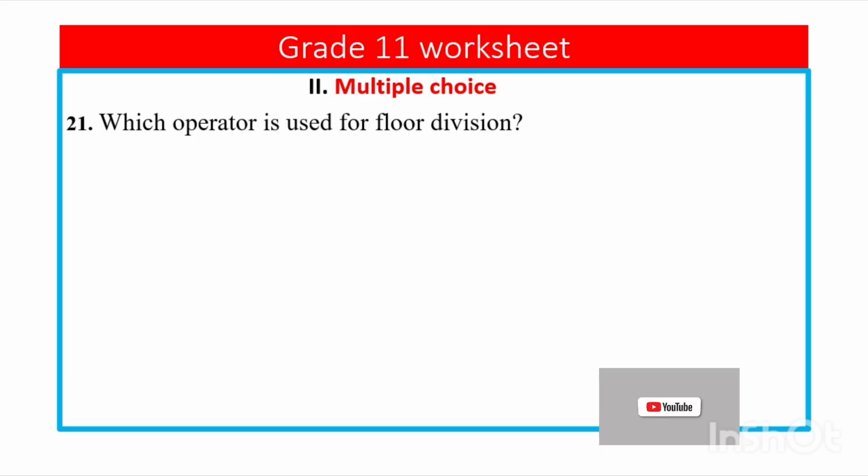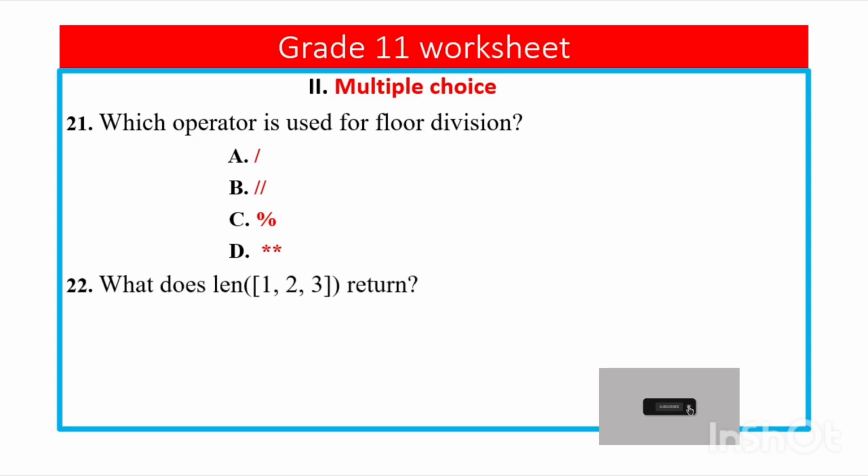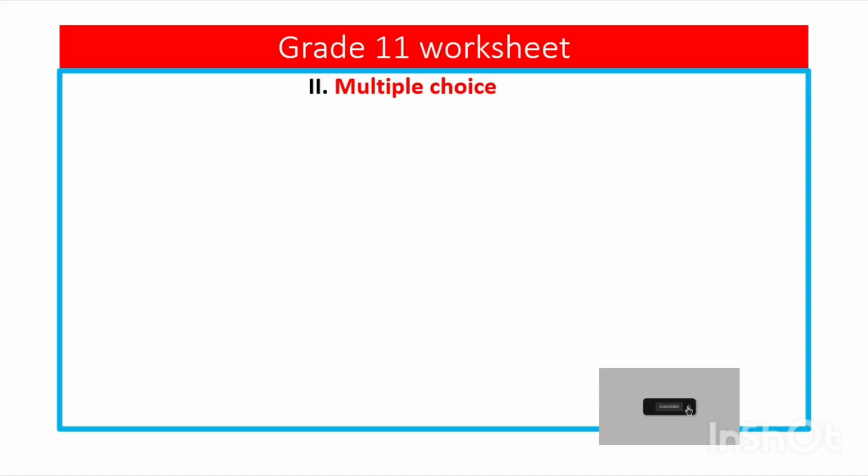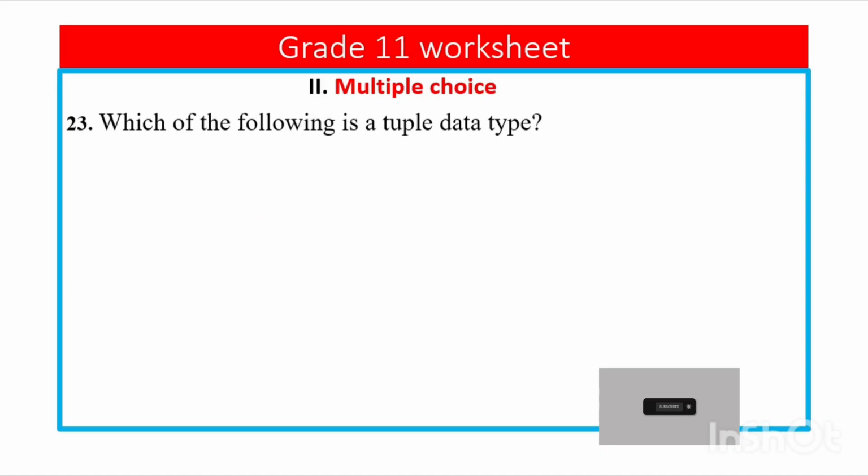Question 21. Which operator is used for floor division? A. Forward slash, B. Double slash, C. Modulo, D. Double asterisk. Question 22. What does len([1, 2, 3]) return? A. 2, B. 3, C. 1, D. Error.